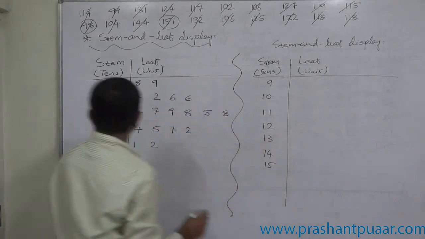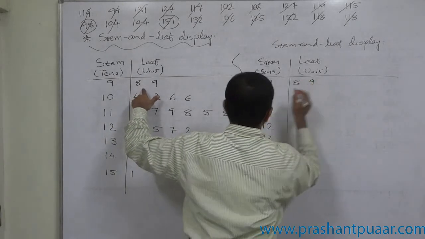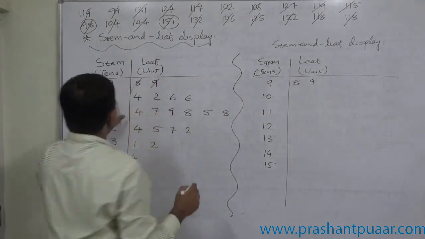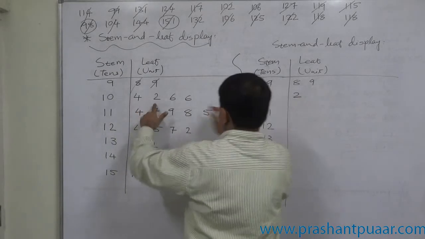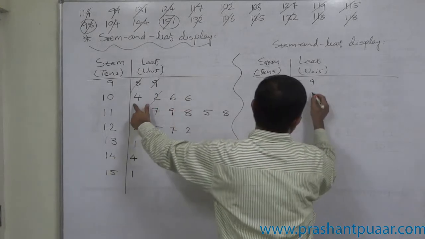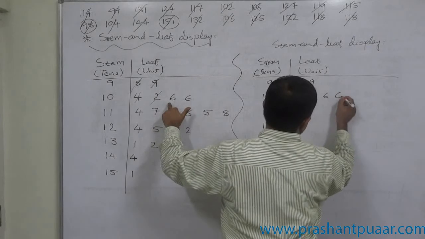9 to 15: 9, 10, 11, 12, 13, 14 and 15. Against 9 they are 8 and 9, in order already. Against 10, no 0, no 1, 2, no 3, 4, no 5, 6 and 6.